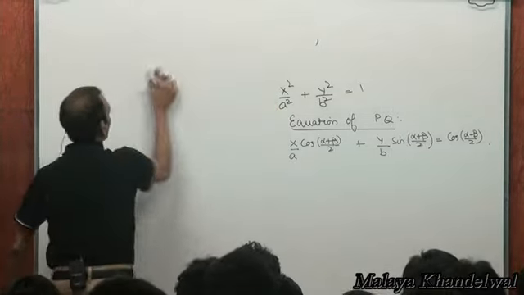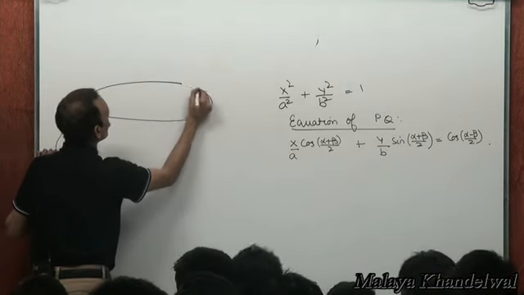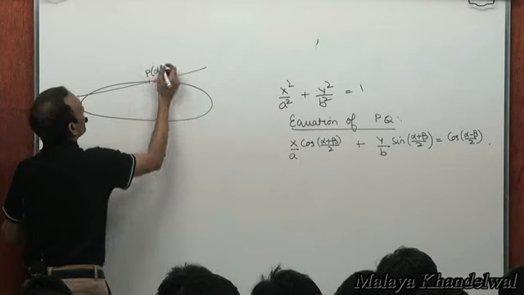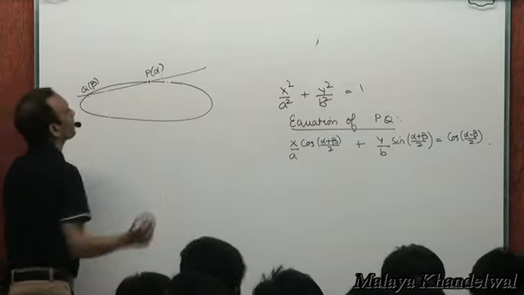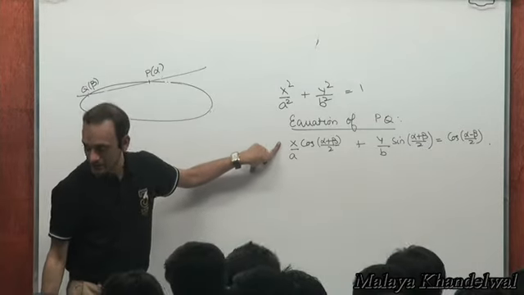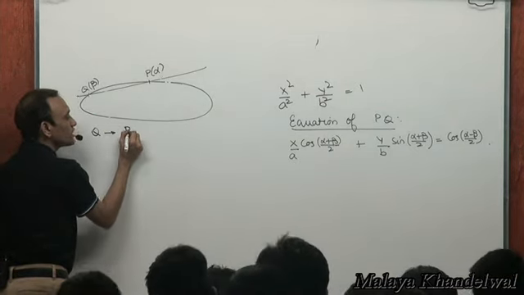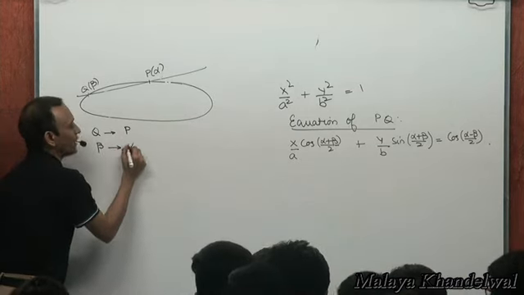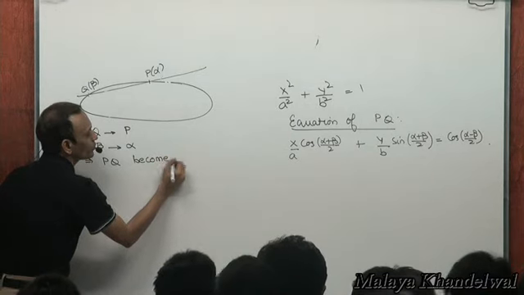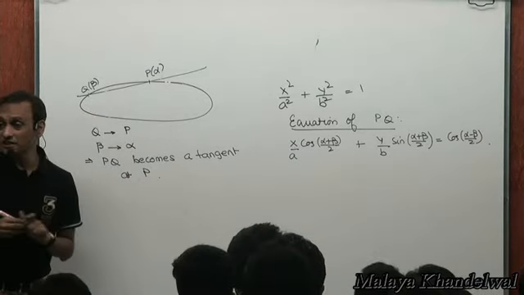Now, suppose this was a chord, that means a secant, joining two points with eccentric angles alpha and beta, and the equation of the chord PQ would be this, right? Now suppose Q comes closer and closer to P. That means beta will come closer and closer to alpha, and PQ will become a tangent at P. PQ becomes a tangent at P, yes or no?